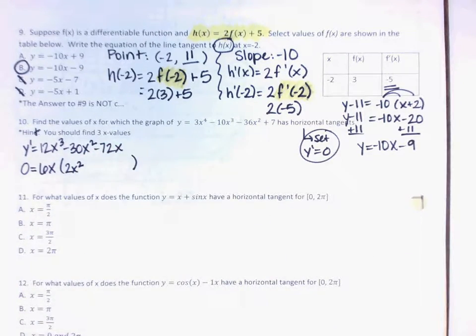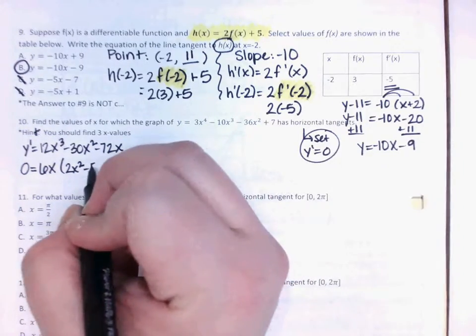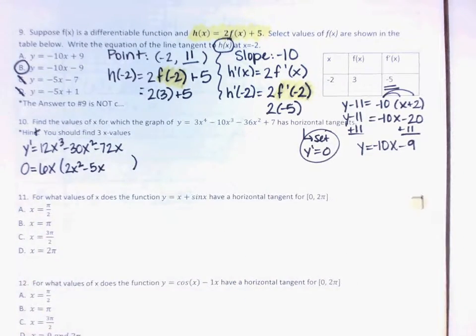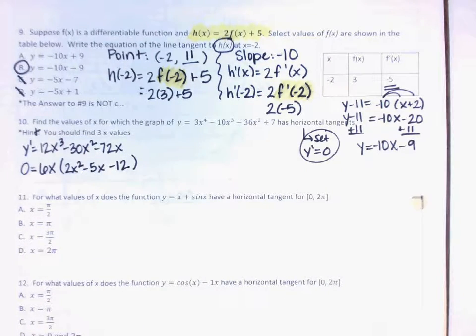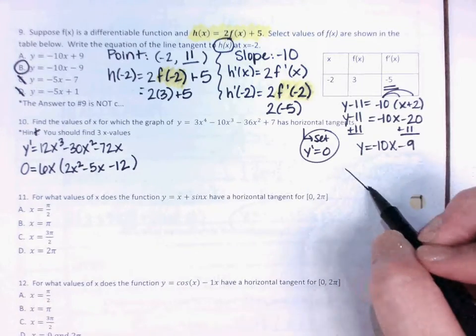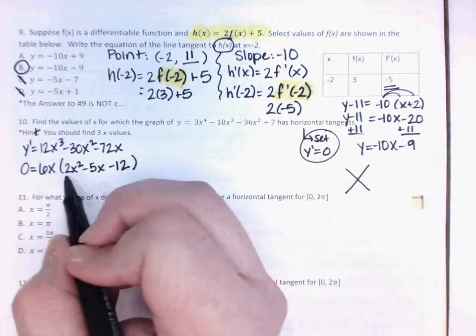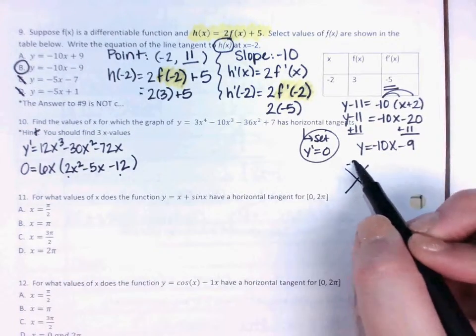2x squared. 30 divided by 6 leaves a 5x. 72 divided by 6 leaves a 12. Notice the x is now gone. Okay, from there I'm going to do my little x thing over here. So 2 times negative 12 is negative 24.